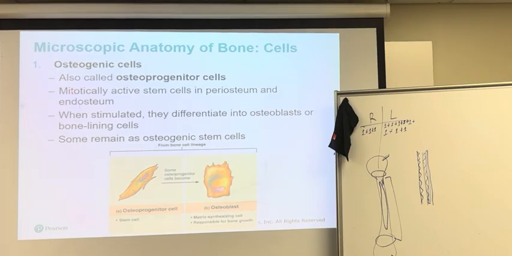Osteogenic cell, also called the osteoprogenitor cell, mitotically active stem cell in the periosteum and endosteum. When stimulated, they differentiate into osteoblast or bone lining cell. Some remain as osteogenic stem cells. So they are basically the stem cell which give rise to the osteoblast, right?